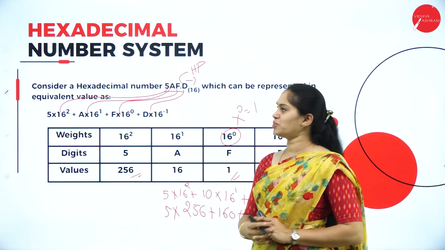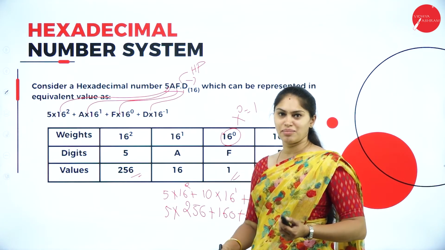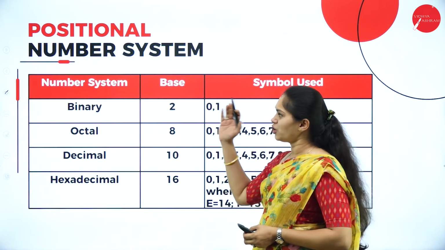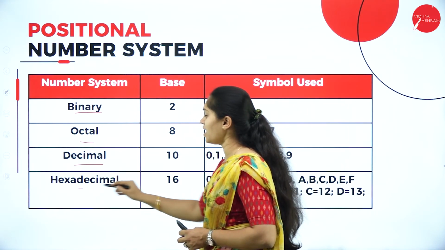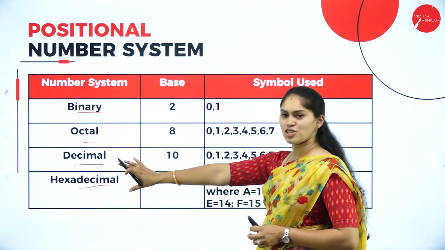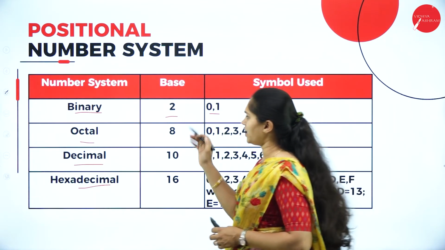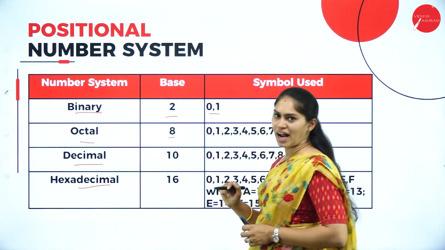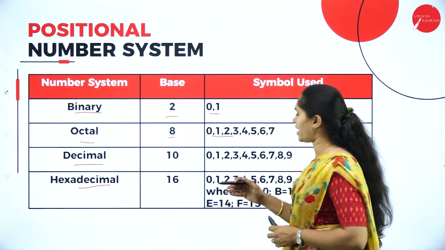This is how you are supposed to understand the different types of positional number systems. Let me summarize all of these together. Totally we have 4 types: binary, octal, decimal and hexadecimal. The base of binary is 2, and its symbols are 0 and 1. When it comes to octal, the base or radix is 8, and it consists of 0 to 7: 0, 1, 2, 3, 4, 5, 6, 7.